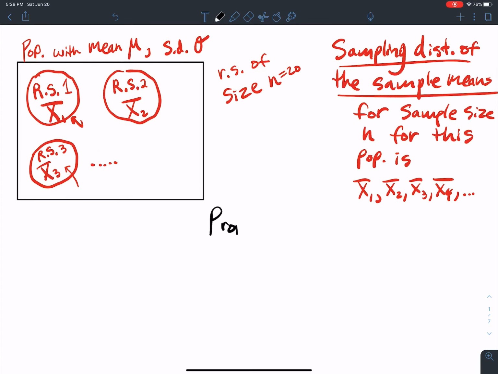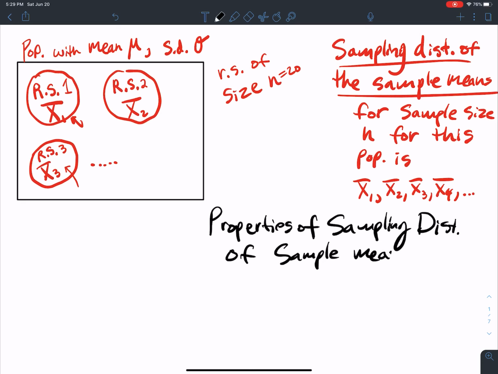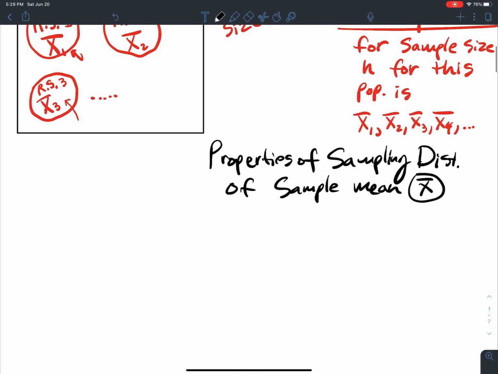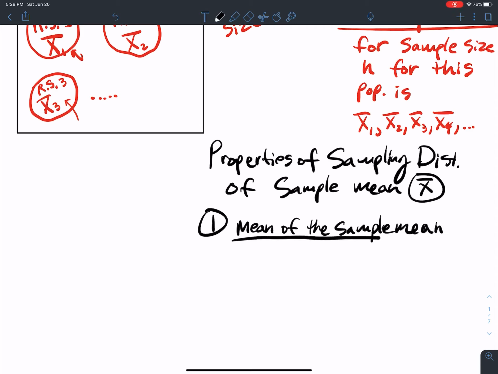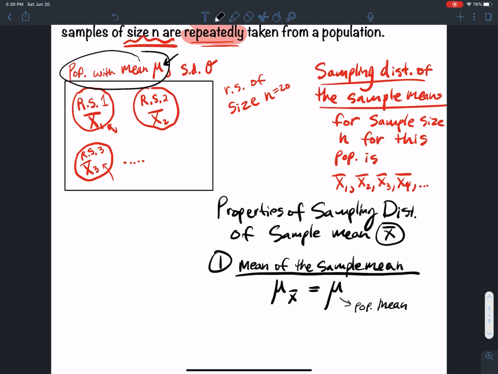Now, properties, because we need to talk about properties here. Properties of the sampling distribution of sample means. Now remember, sample means, that's just a fancy way to say x bar. Property number 1, the mean of sample means is equal to the population mean. The mean of the sample means is equal to the population mean itself. So the mean of the original population was mu. So if I did the mean of all these means that I go out and I get, the average of the average, it says the average of the average is the original average.